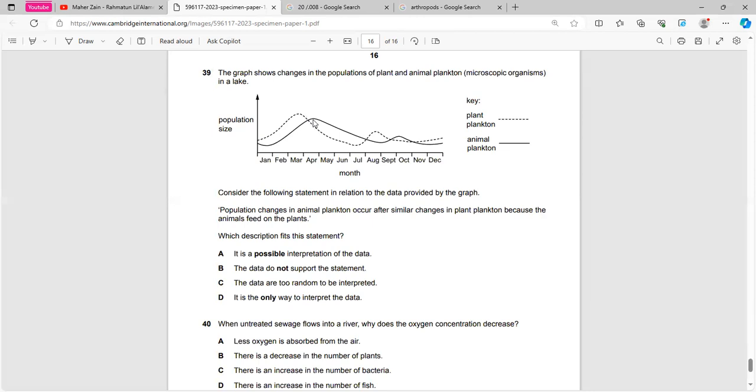Whenever the plant plankton decreases in population, the animal plankton also decreases in population. A reasonable interpretation from this graph could be that there can be other interpretations as well. The most reasonable one seems to be that the two populations are interrelated and the animal one feeds on the plant.